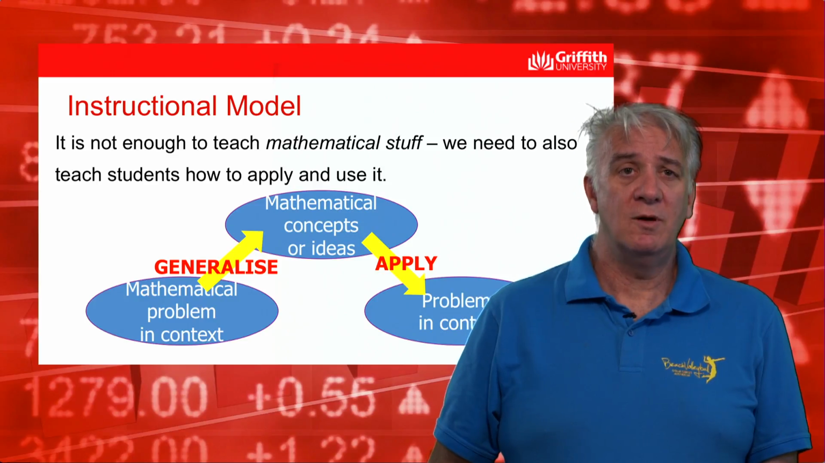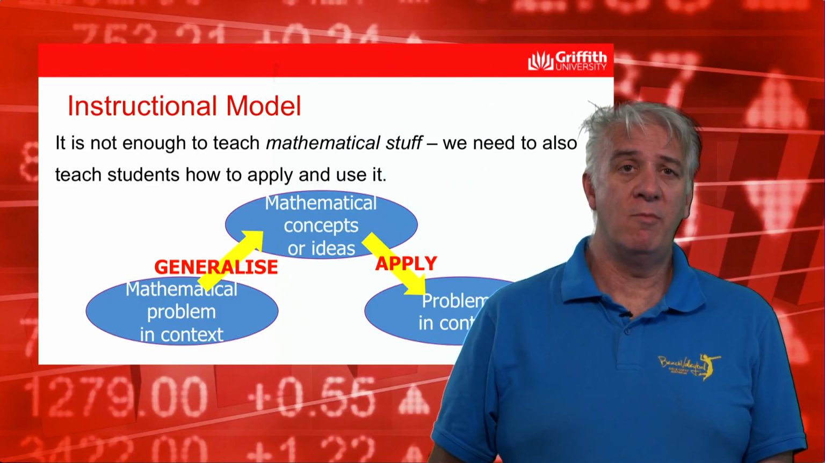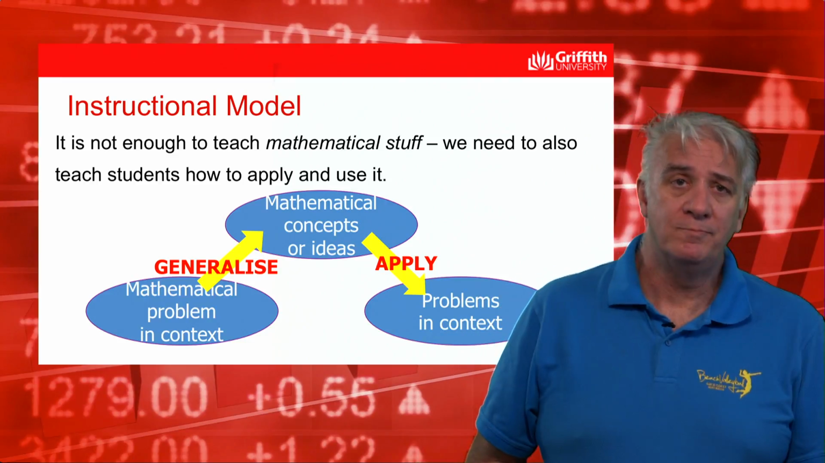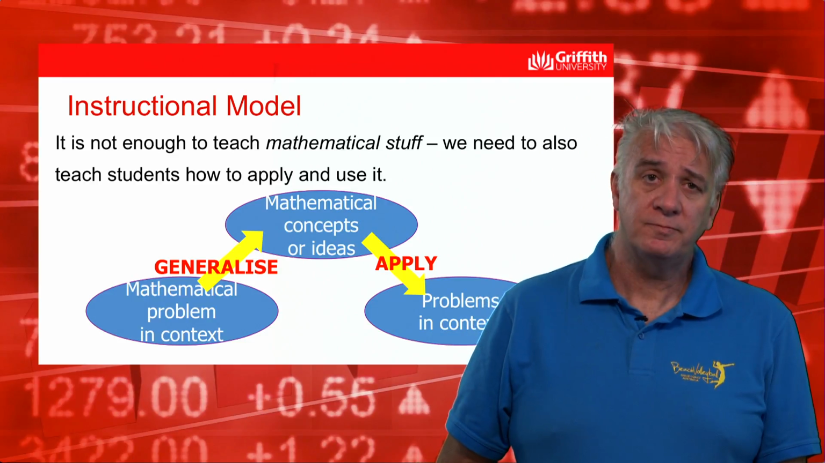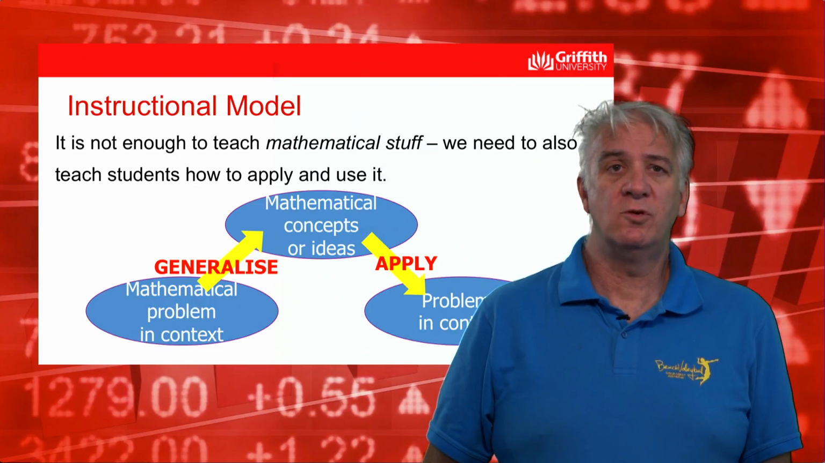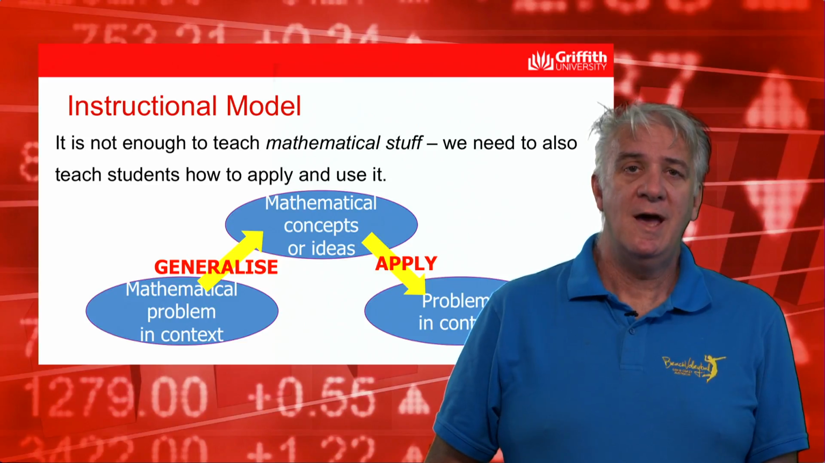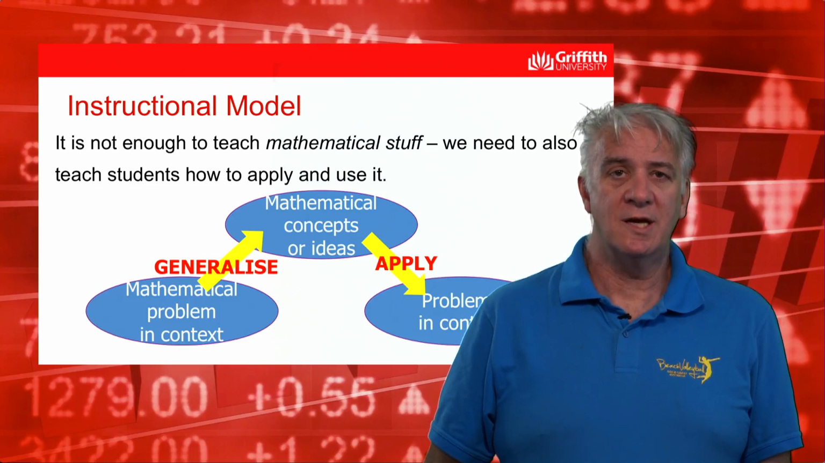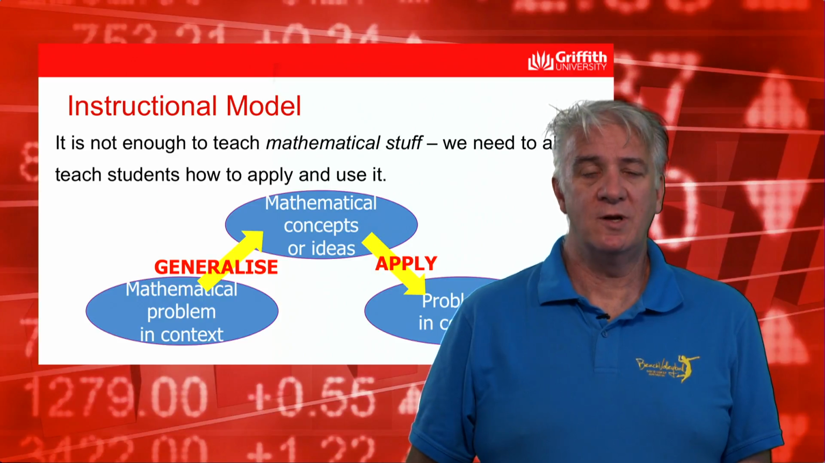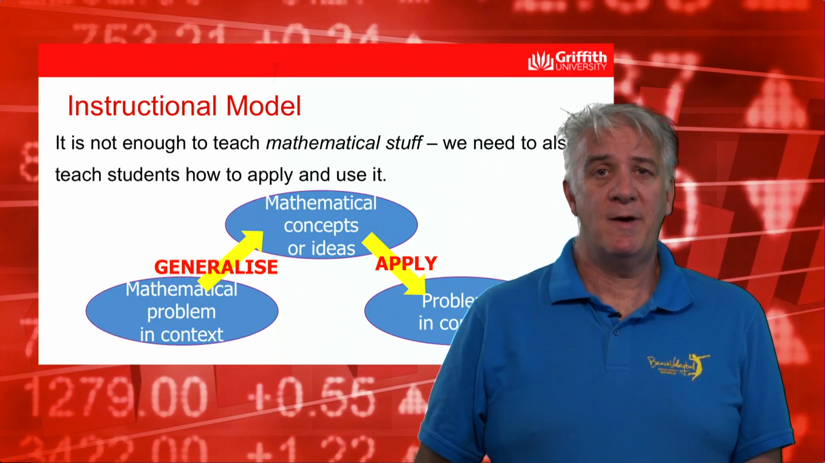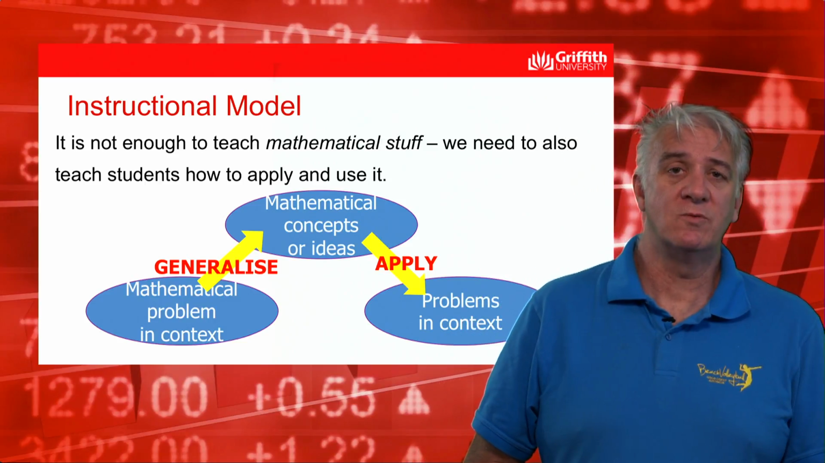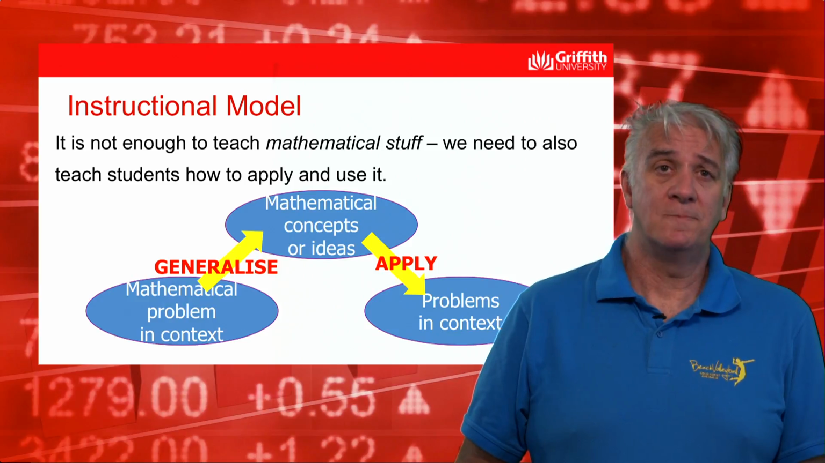Now I'm suggesting often a good way to do that is to start with the problem in context first, as I've got in the ellipse there under the word generalise. Start with a problem in context and then generalise the mathematical concepts or ideas out of that, and then help them to apply that in other context. If they can see it from one context, then they're more likely to be able to apply it to another context. And also it gets past that question of when am I ever going to use this, because we're starting with some place where it's realistically used.